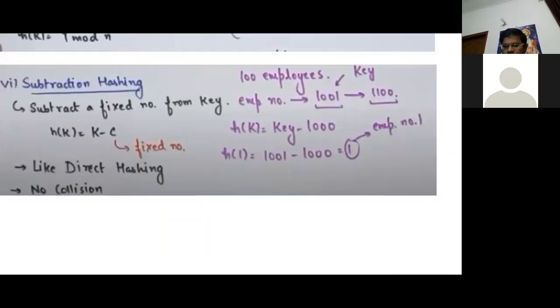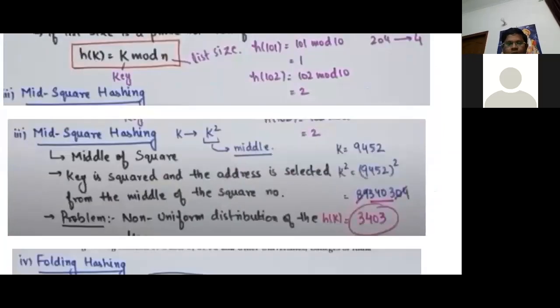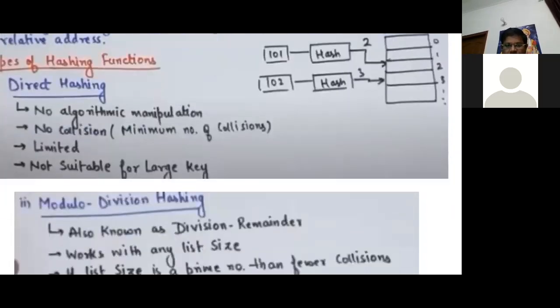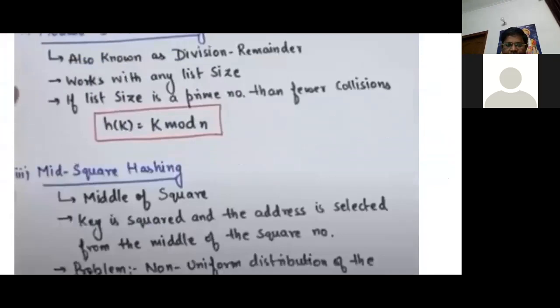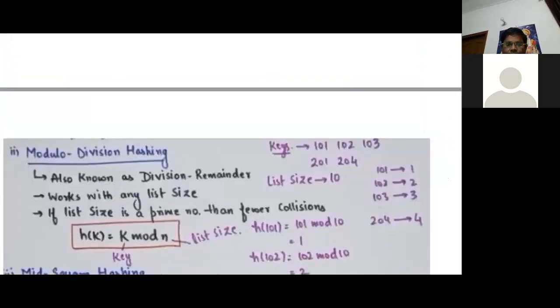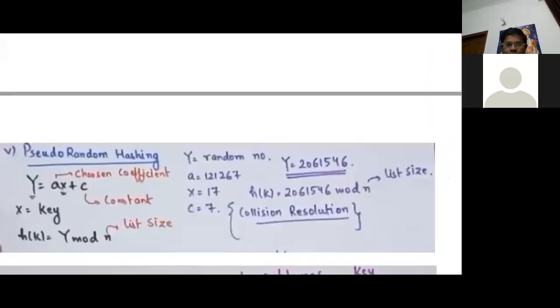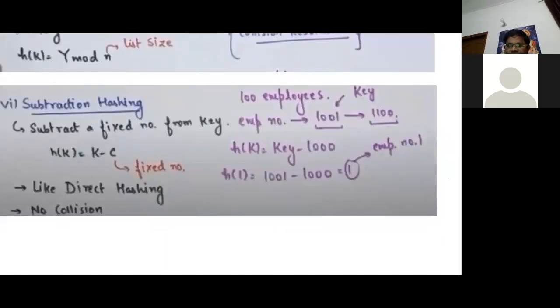So these are the basics and types of hashing that are generally used. I have explained direct hashing, modulo division hashing, mid-square hashing, then folding hashing, pseudo-random hashing, and subtraction hashing.